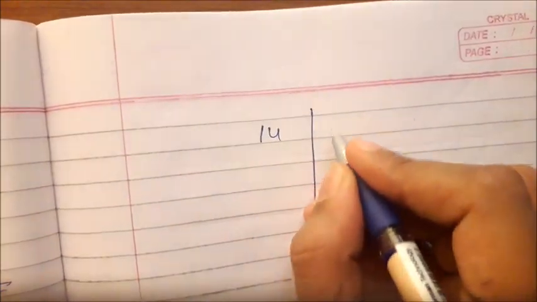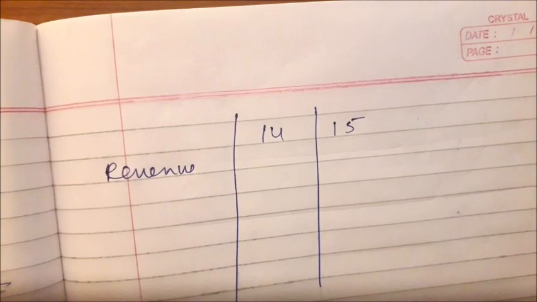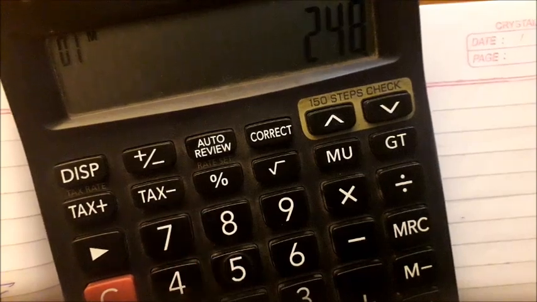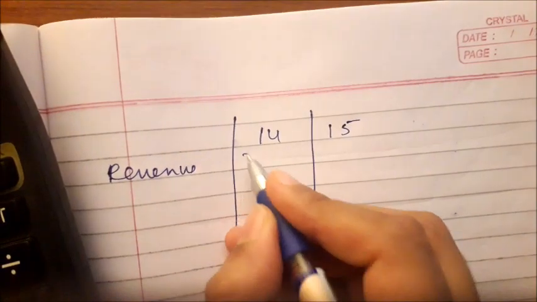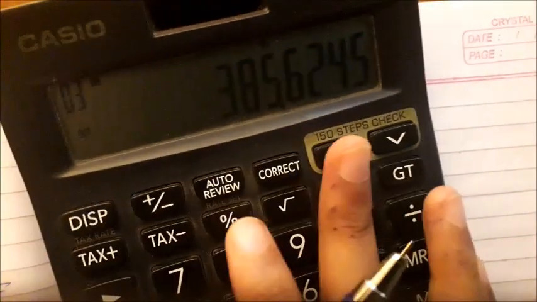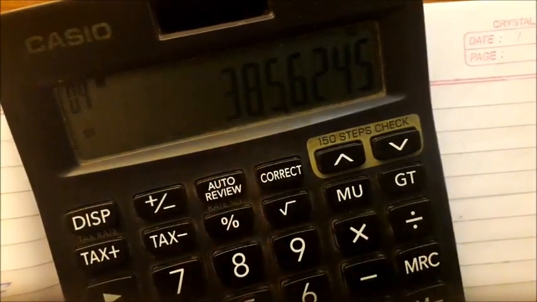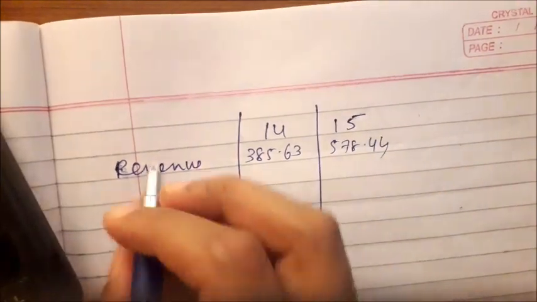We have 5 years, but I'll show for 2 years, 14 and 15. We have revenue. They are saying revenue is going to grow by 55%. So in 2013 the revenue is 248.79 plus 55% is going to happen, that is 385.63. Now they are saying 50% of this revenue, so 50% we are going to add, so we'll get 578.44. This way you have to solve for all the 5 years.